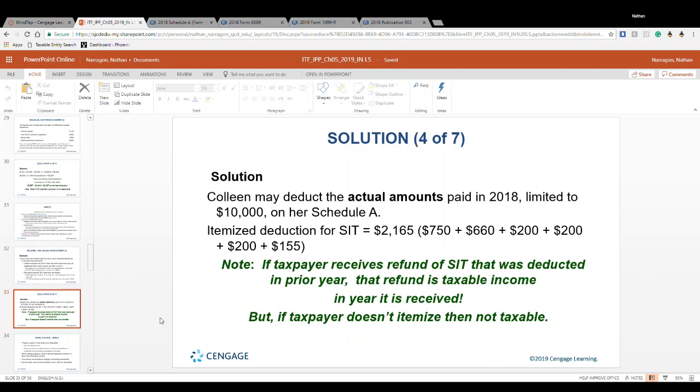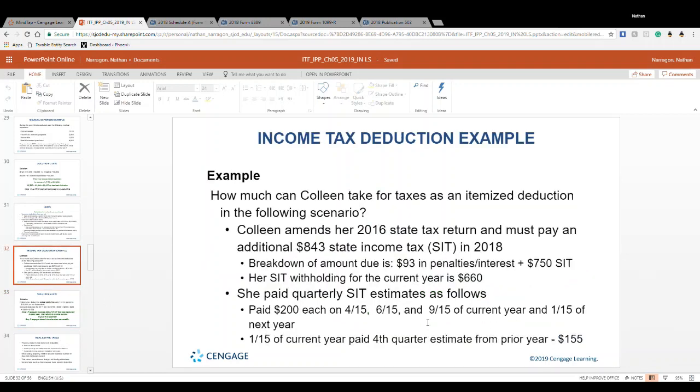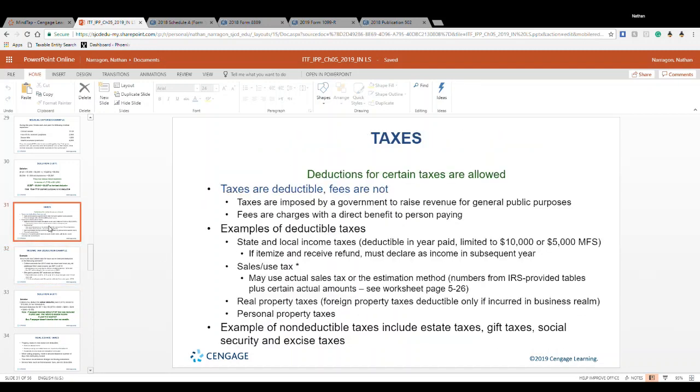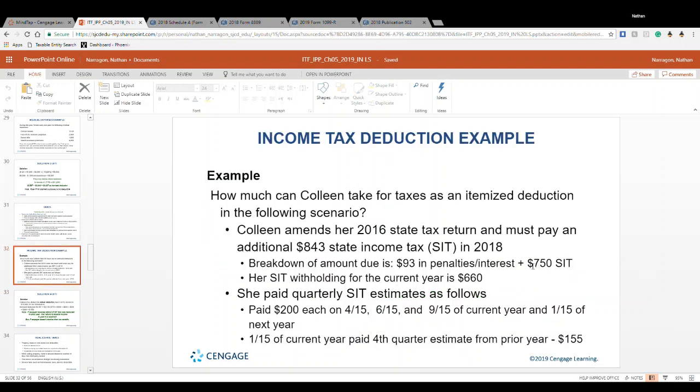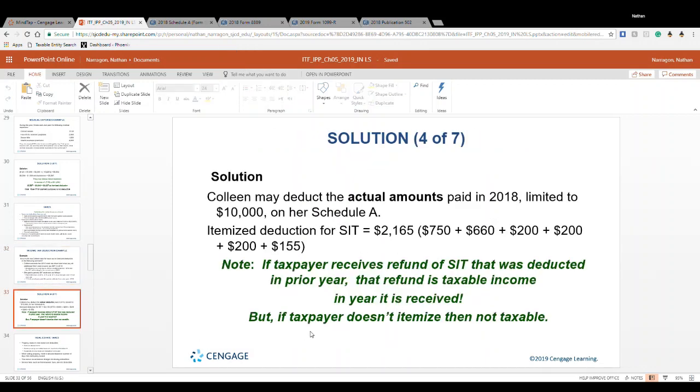Itemized deduction for SIT is $2,165, and all they did was add everything up. $750 plus $660, $200. So that's the part B right here. Then they're going to add $750 because she paid $750, and then she paid $660. So basically, all they're doing is adding everything up. As long as it's under $10,000, we're good.